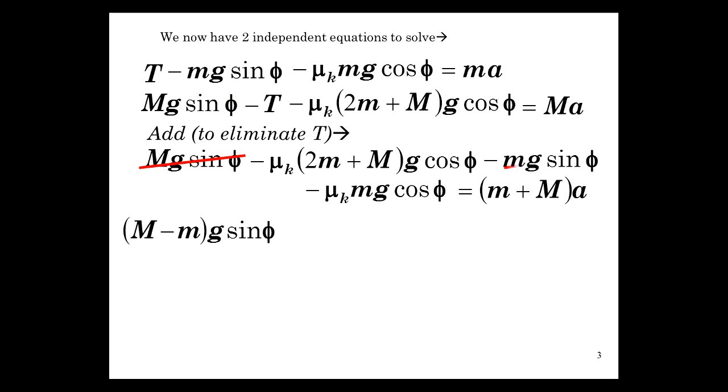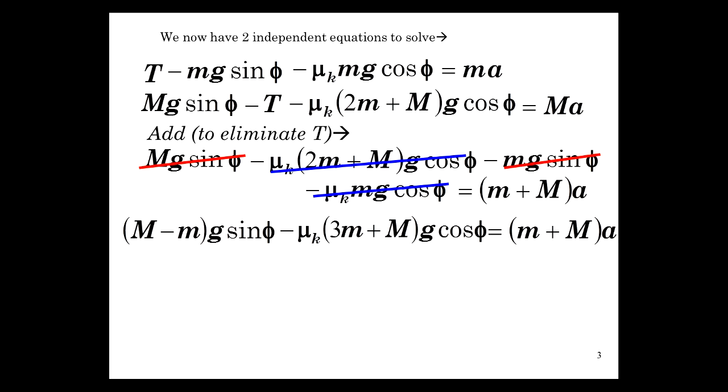Now we have big M minus little m g sine of phi, so that takes care of these 2 terms. And then we have minus mu k. This term and this term both have g cosine of phi. There's 2m there, which has a minus. There's another minus 1m here with mu k, so that's minus 3 of these, which can be written this way, eliminating those 2 terms. Minus mu k, 3m plus 1 big M, g cosine of phi is m plus M times a.